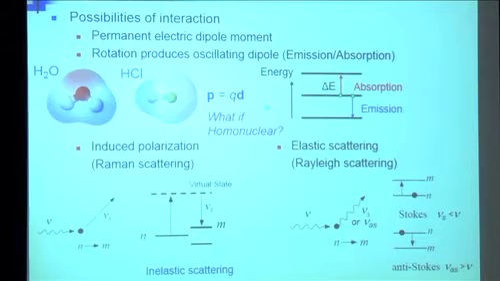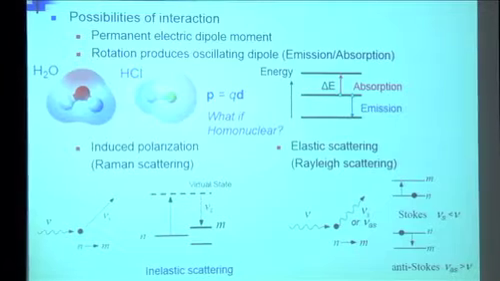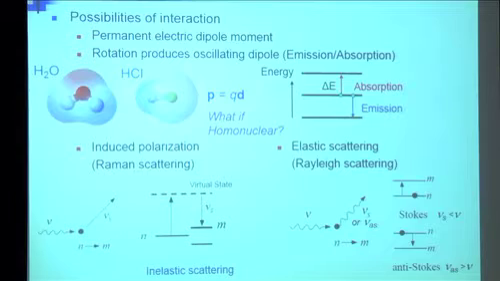And by bringing in the electric field associated with a light wave, you can induce polarization. I guess that's why I use P here for polarization. And that's one of those forms called Raman scattering. Or you can induce what's called Rayleigh scattering. So you can cause transitions in Raman scattering even though it's homonuclear. But that's another effect. That's not the permanent electric dipole moment that I'm talking about.